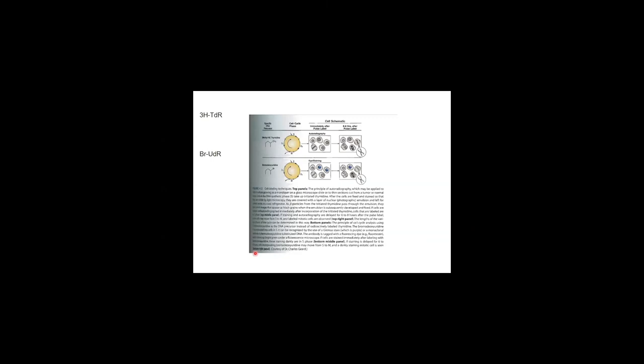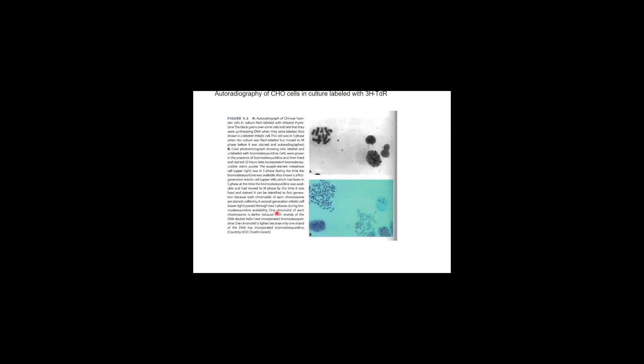This technique is called autoradiography, which means self-labeling, because you're just adding the tritiated thymidine and you're letting the cells take it up. Let me just show you so you can see it. Here is autoradiography with tritiated thymidine in Chinese hamster ovary cells. Here are the silver grains. You can see how black they are. This is using a different kind of photographic emulsion, but again, you still see black spots in here.